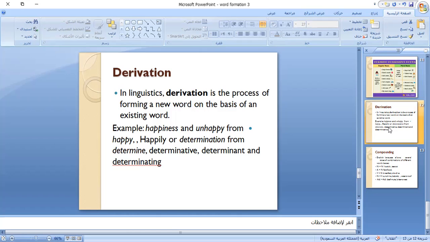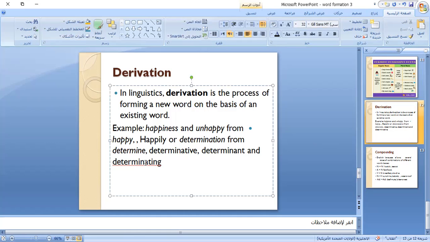Now, another word, determination. The word determine, determination, determinative, determinant, and determining. Okay, all of these are derivations. You add suffixes or prefixes or infixes to words to bring a change in the speech part or in the meaning of the word.